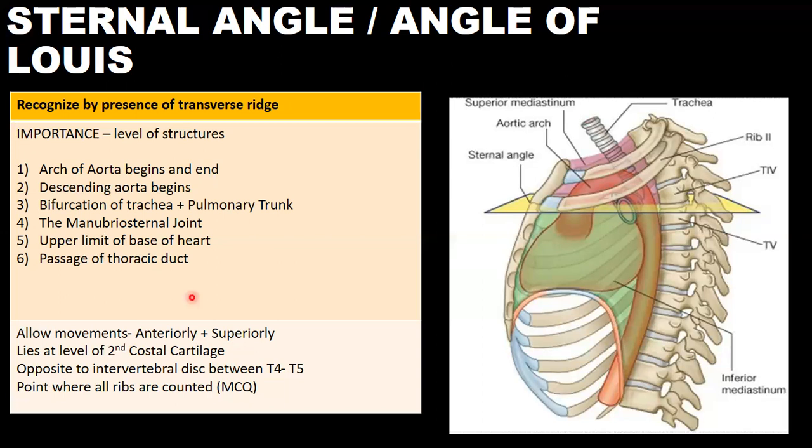Then it lies in the second costal cartilage. It is opposite to T4 to T5, and it points where all ribs are counted. So all the ribs are counted from our sternal angle. These you need to remember.